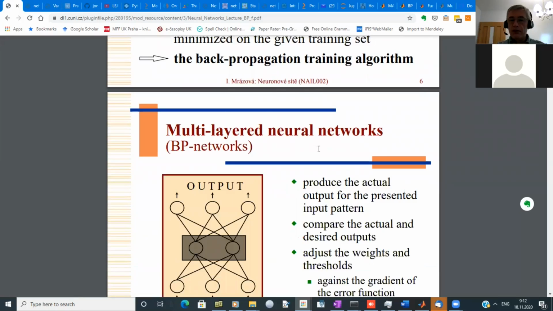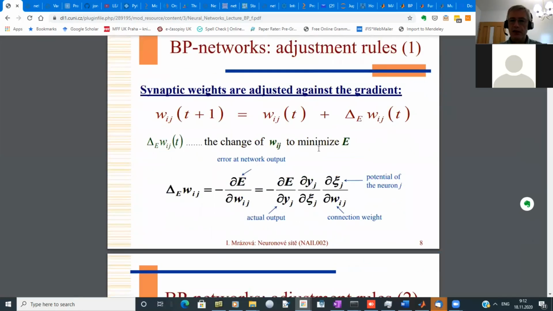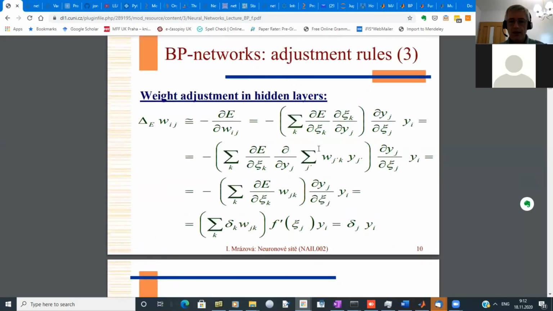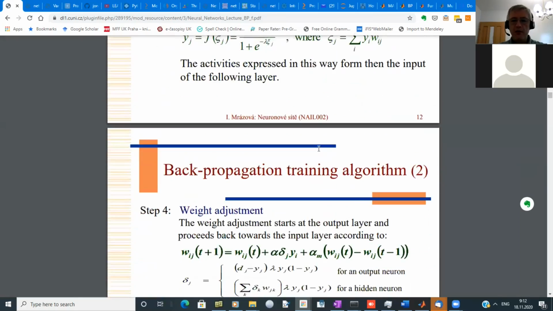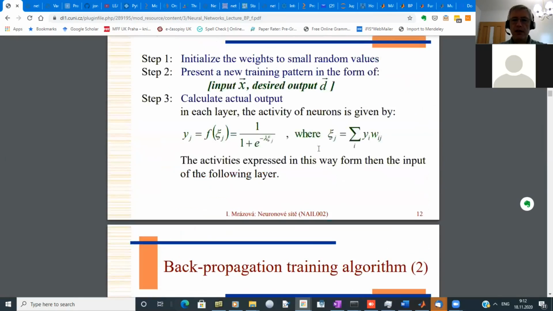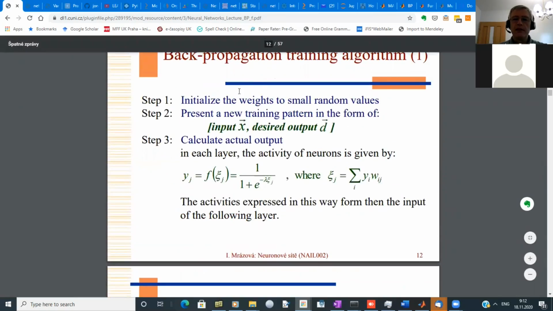So what I would like you to do with you today is to manually perform a step of the adaptation algorithm, which is called the backpropagation algorithm. And backpropagation, the name is derived from the way how it works. The algorithm first initializes the weights of the whole network.